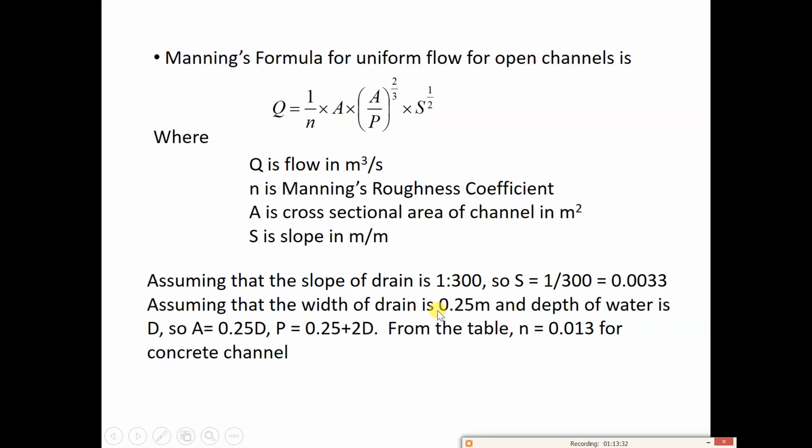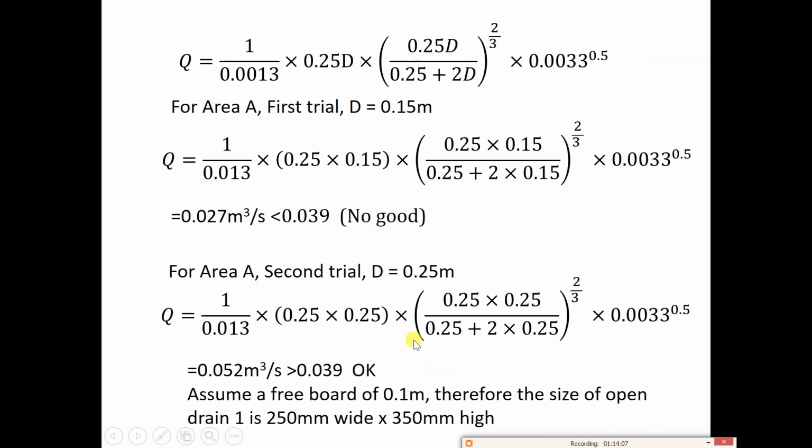Area usually is the width of the drain multiplied by the depth of water, like 0.25 D, and the wetted perimeter is just the bottom plus the two sides of the drain up to the water level. So later on, I will show it on the diagram. From the table, n equals 0.013. So that gave us the Q.